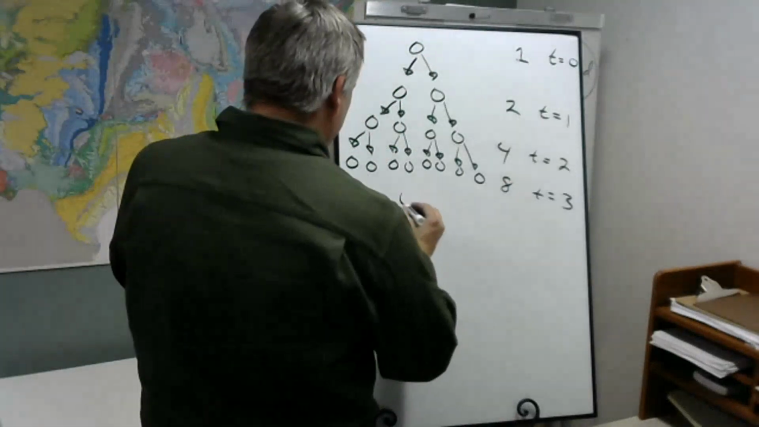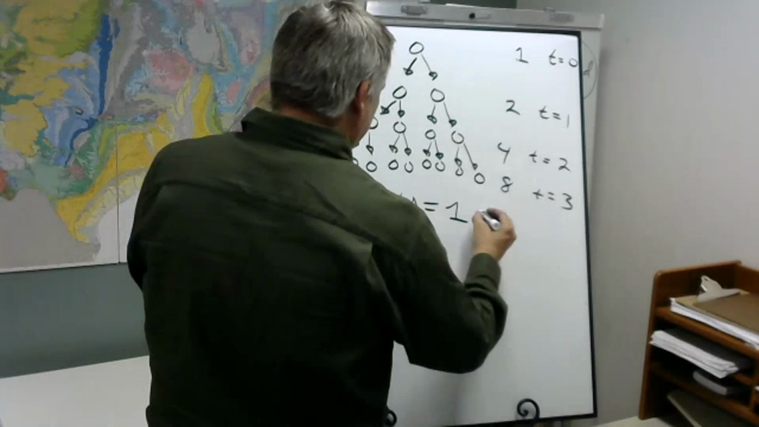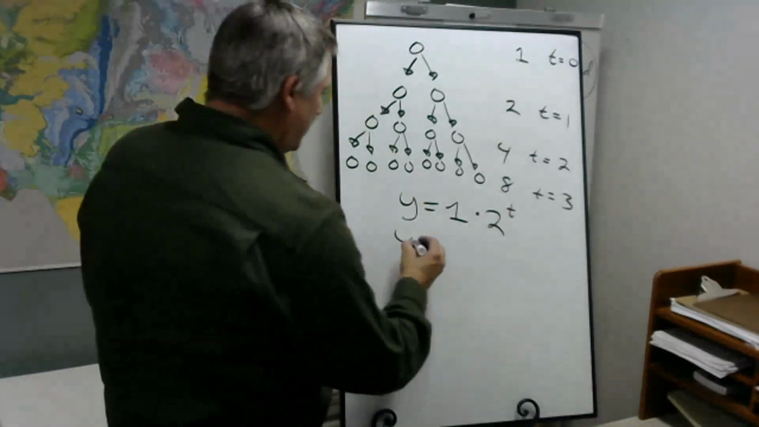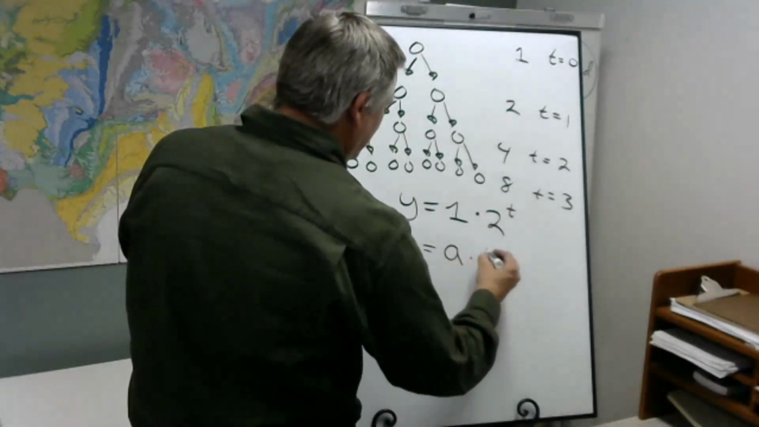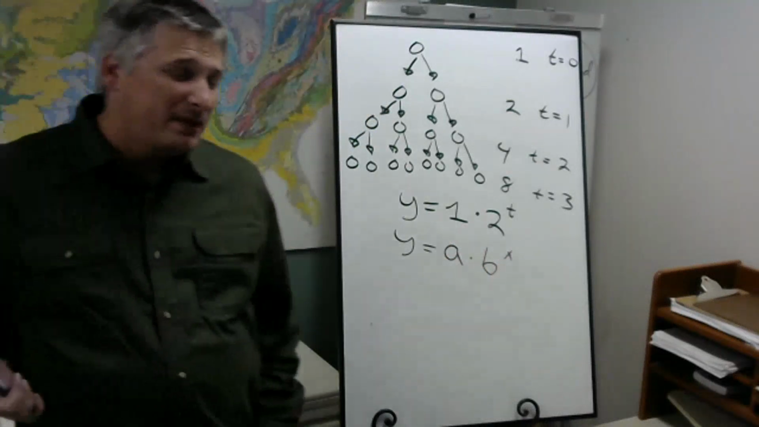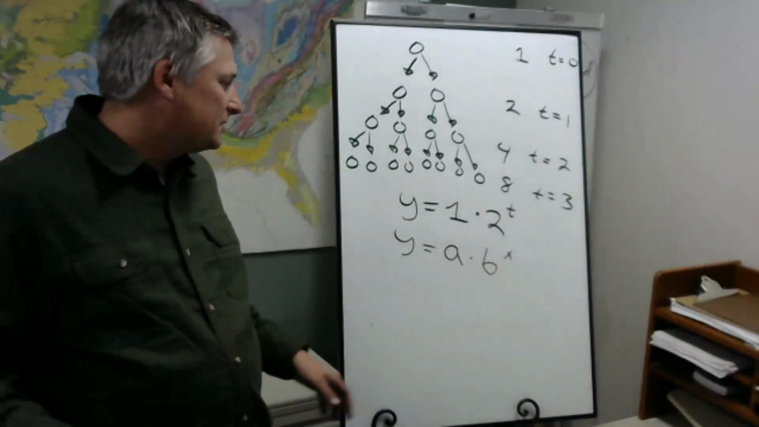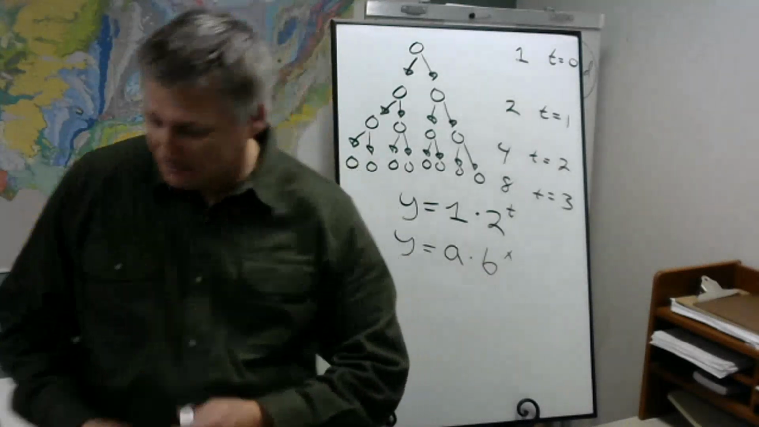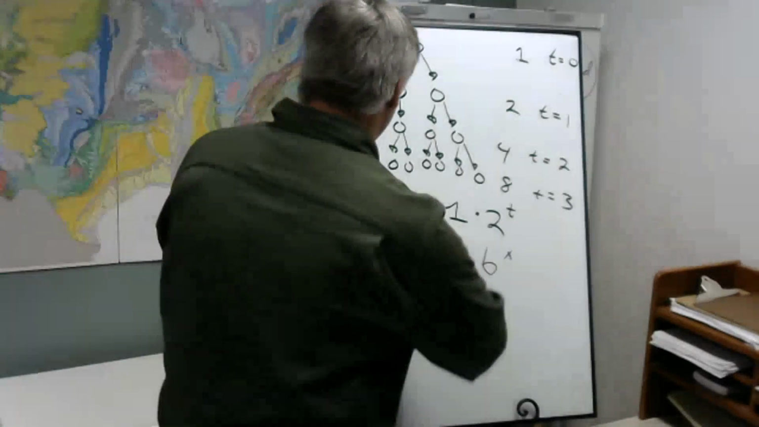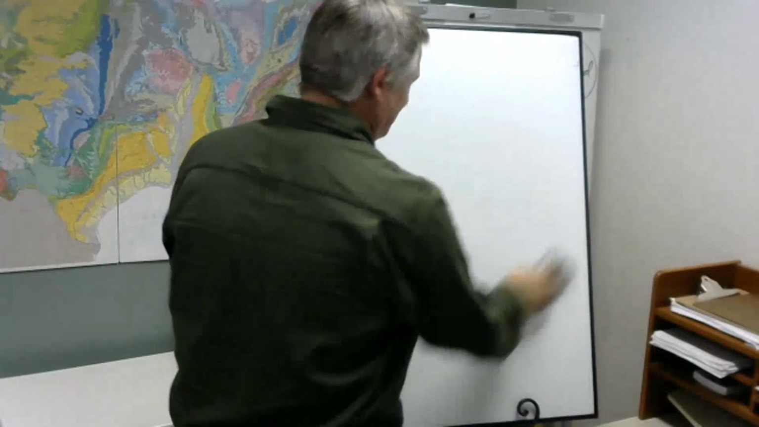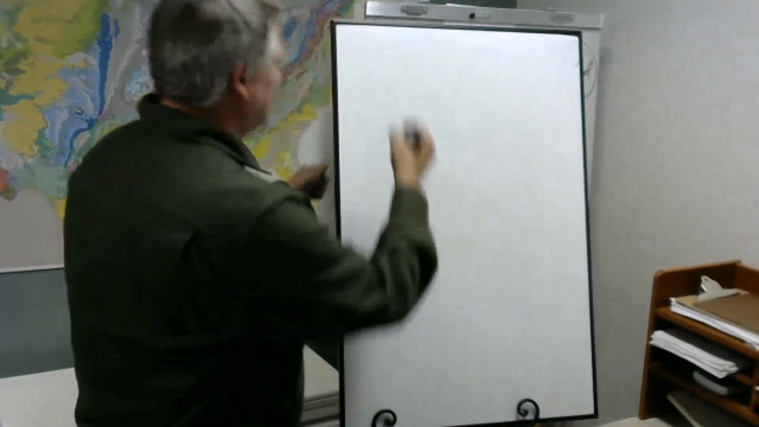So we had something, 1 times 2 to the t. And that's our y equals a times b to the x. So what we might be interested in doing is expressing this, instead of using a base b, base e. How do we do that? Well, we can do this.